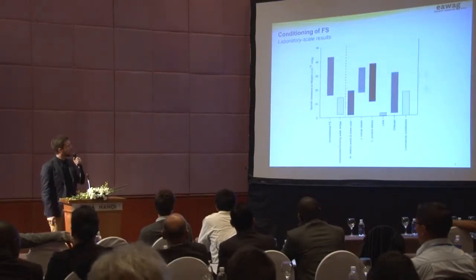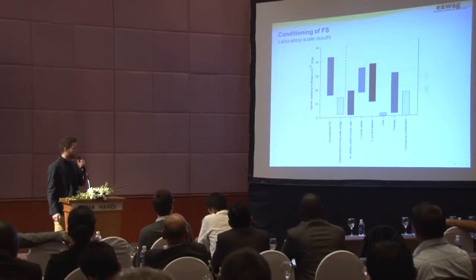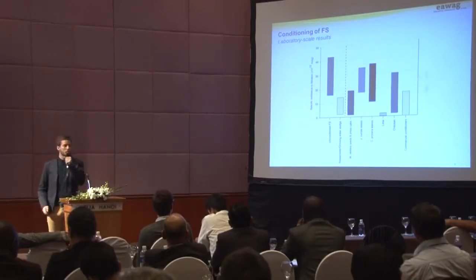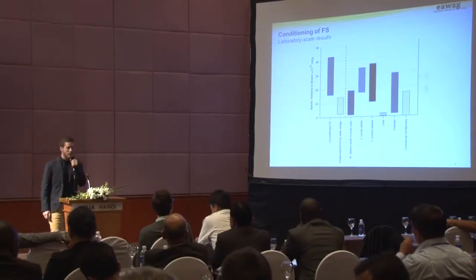So I want to now dive into the results. These are the results of the lab scale experiments. First of all, the first two columns compare dewatering of unconditioned fecal sludge with wastewater and drinking water sludge from the literature. The higher the specific filtration, the lower the dewatering property. And as you can already see, it's more difficult to dewater fecal sludge in comparison to wastewater sludge.